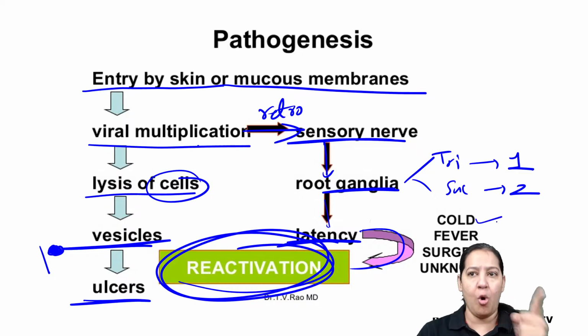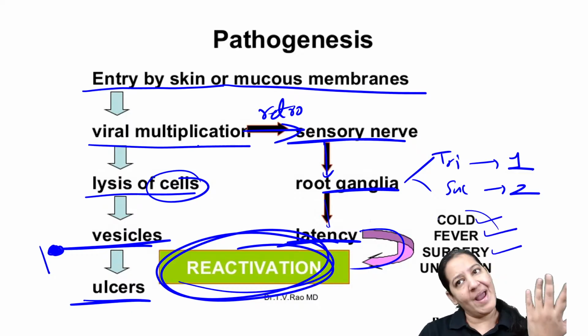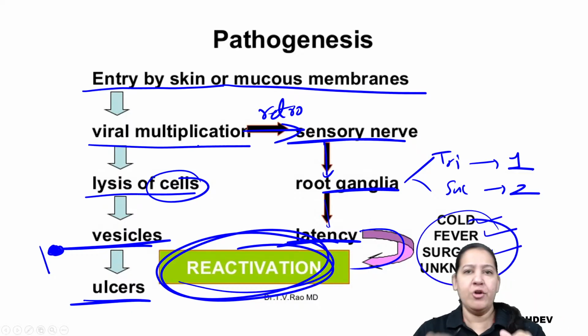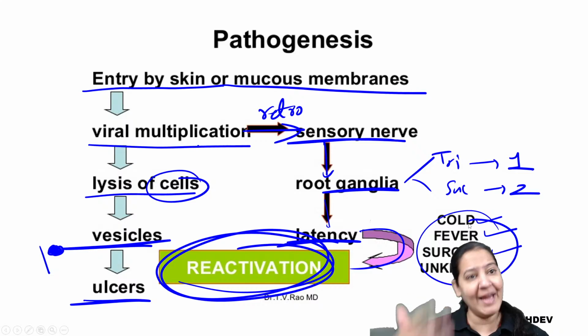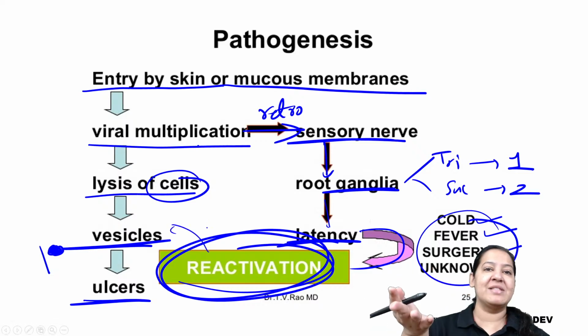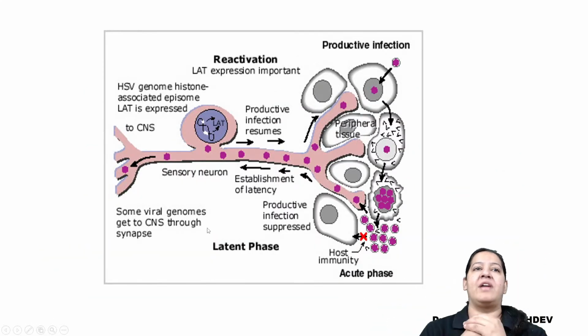Immunity drops either in cold or fever or surgery, due to any reason, due to stress. Immunity drops, then there is reactivation, and again it will form vesicles. So at that time, the vesicles are secondary vesicles. The same is shown in this diagram also.